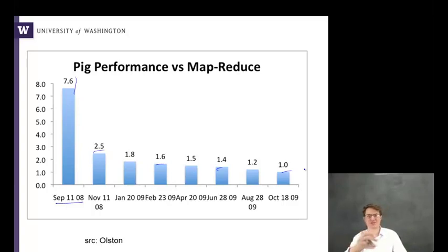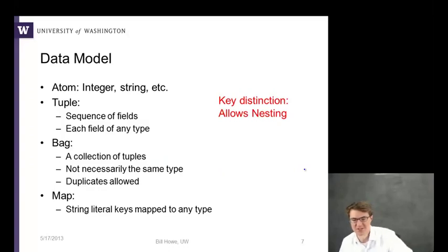And so I just like the fact that they actually bothered telling the story, admitting that they were quite slow in the beginning and got faster over time. Okay. All right, so what's the data model here?